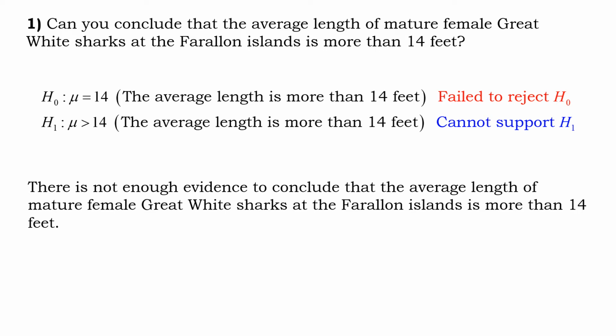Notice how complete this statement is. It doesn't just say, we can't say the average is more than 14 feet, okay? Or we can't prove mu is greater than 14. We want to be very specific. We started with a fairly simple, straightforward question about the length of female great whites at the Farallon Islands, and we want to answer it there. We don't want to get all statisticky in our final conclusion.